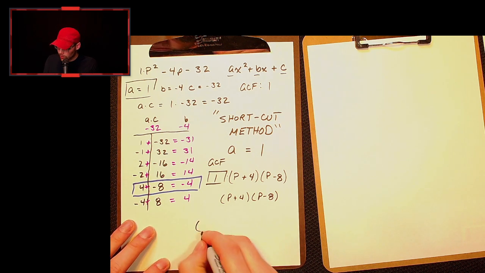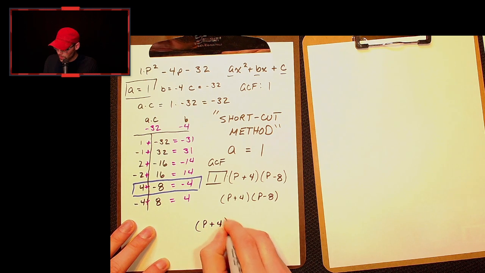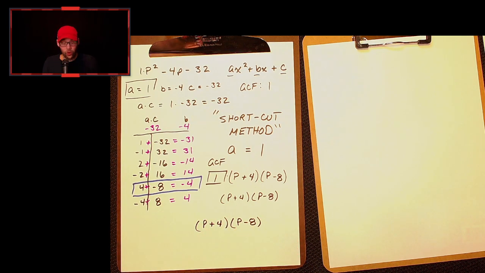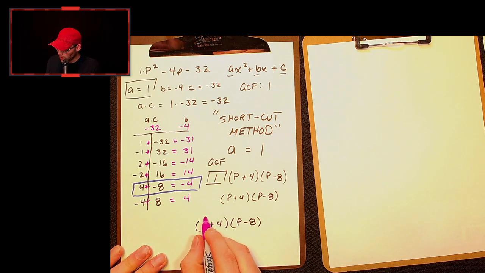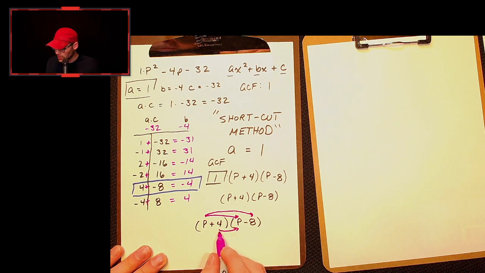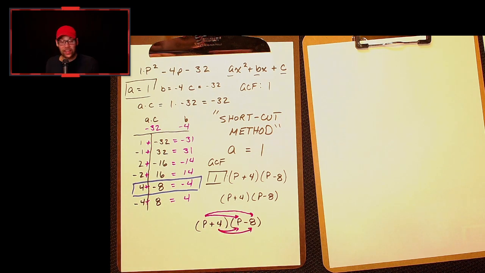So what we can do here is take my answer, (p plus 4) times the quantity (p minus 8), and we're going to FOIL this out. FOIL just means first, outside, inside, and last. We're going to multiply our first terms together, our outside terms together, our inside terms together, and our last terms together. In other words, every term in the first quantity must be multiplied by every term in the second quantity. And that variation works when we have more than two terms in each set of parentheses.